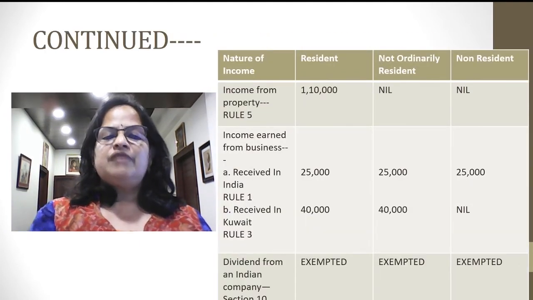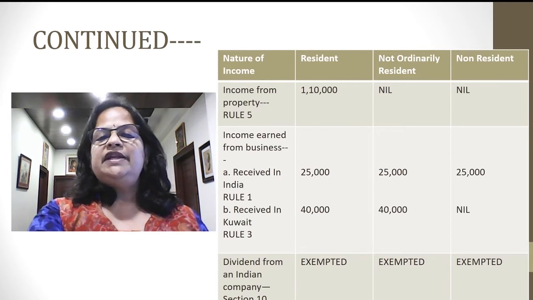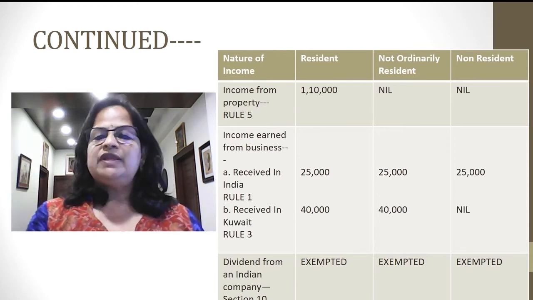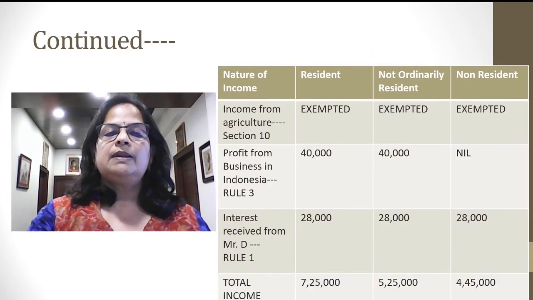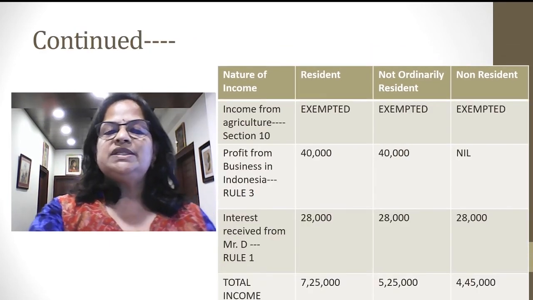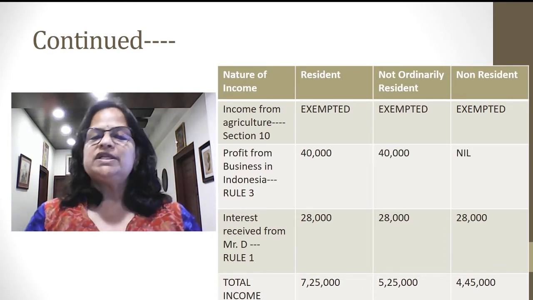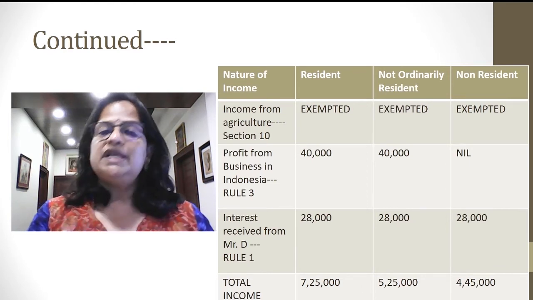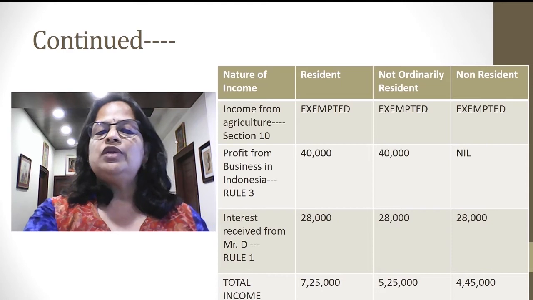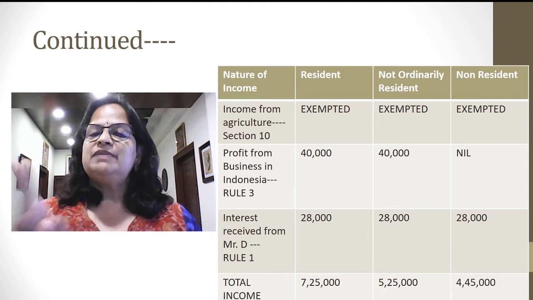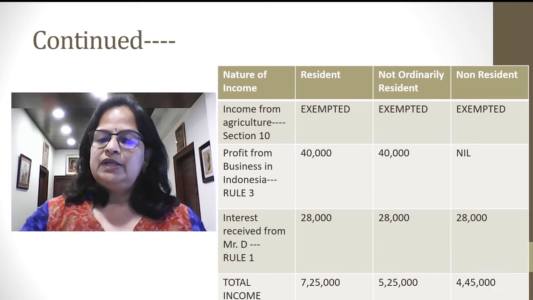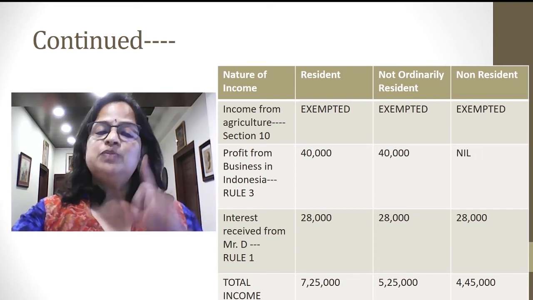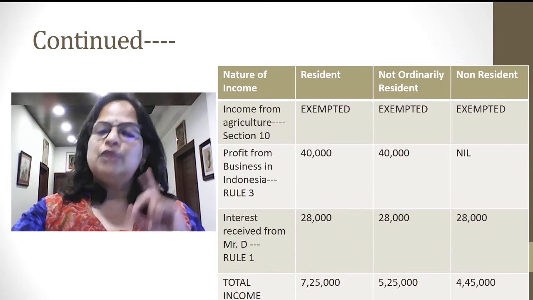So income earned from business received in India 25,000. Taxable in all. Profit from business in Indonesia, this is 40,000. You have to remember it's business income. It will be taxable. Rule number 3, 40,000 taxable in the first 2 cases. Last case, it will not be taxable. It's business income or professional income, rule number 3.